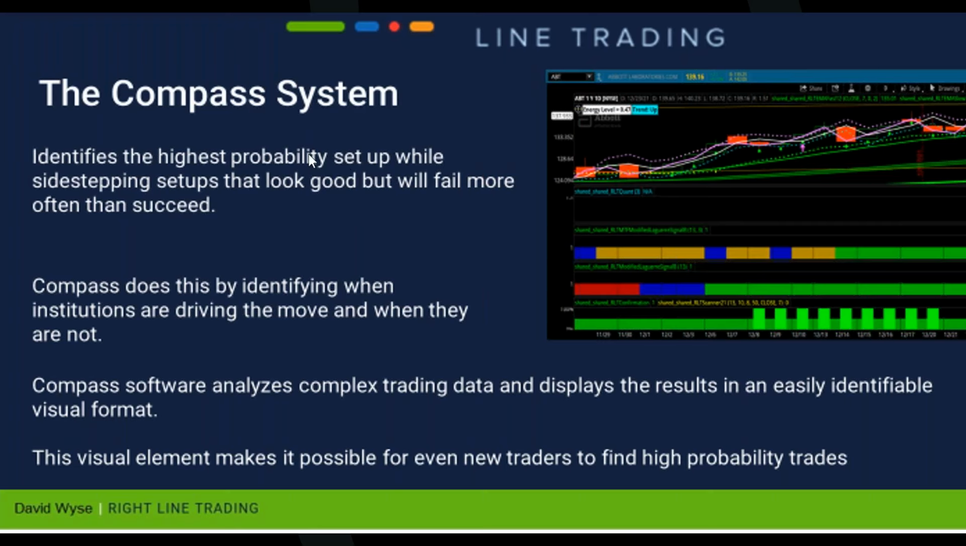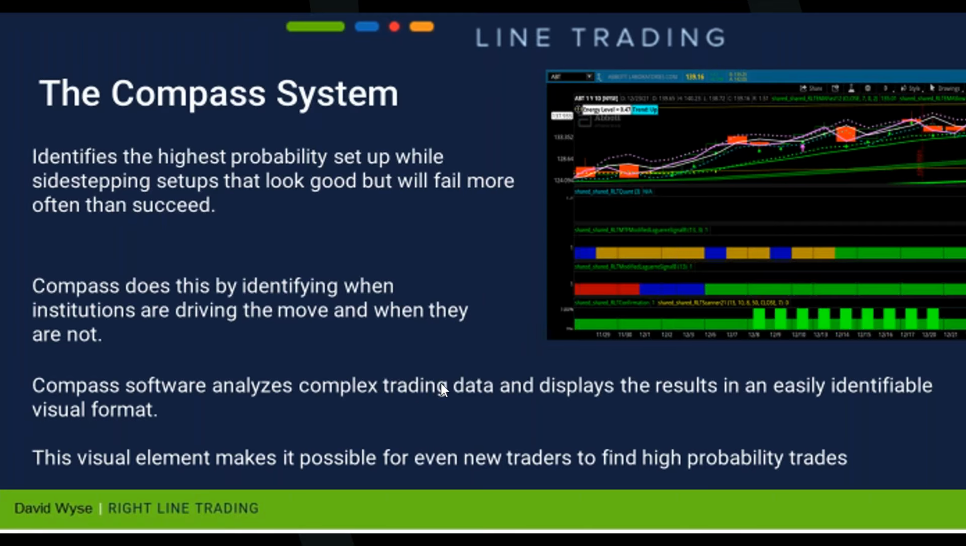Okay, the Compass system, which is actually the original name of the SPY super system, we call it the SPY super system now. It identifies the highest probability trade setups while sidestepping trade setups that look good, but will fail more often than they succeed. That would be stocks that are set up technically well, but don't have any institutions actually pushing them. And it does this by identifying when institutions are driving the move and when they're not, which I'll show you how we identify.